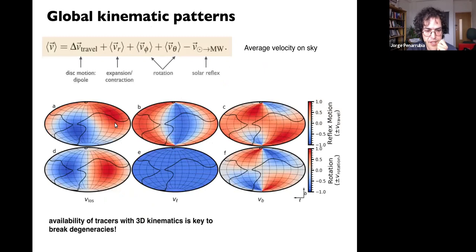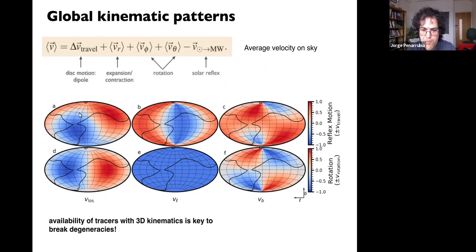So then we did a Bayesian fit of the global kinematic pattern you would expect if the Milky Way disk is traveling through the halo. So this is the V travel component. Then we allow the halo to have some mean radial motion, expansion or contraction, and rotation. And then we had to correct for the solar reflex motion. So these are the kinds of quantities we fitted here.